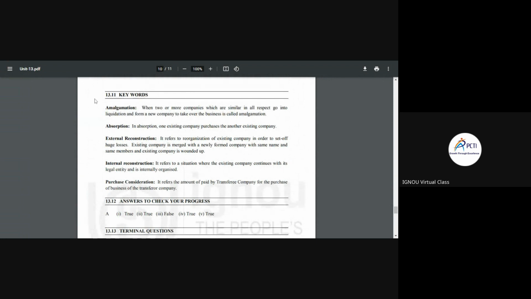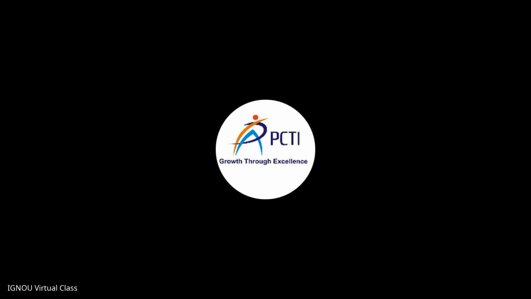And here you also have some keywords like amalgamation, absorption, external reconstruction, internal reconstruction, and purchase consideration. So this is your block 4 which we covered today, in which we read about amalgamation, absorption, external reconstruction, and internal reconstruction. These are the important points from your exam point of view. If you have any kind of query about these 3 units, you may ask.